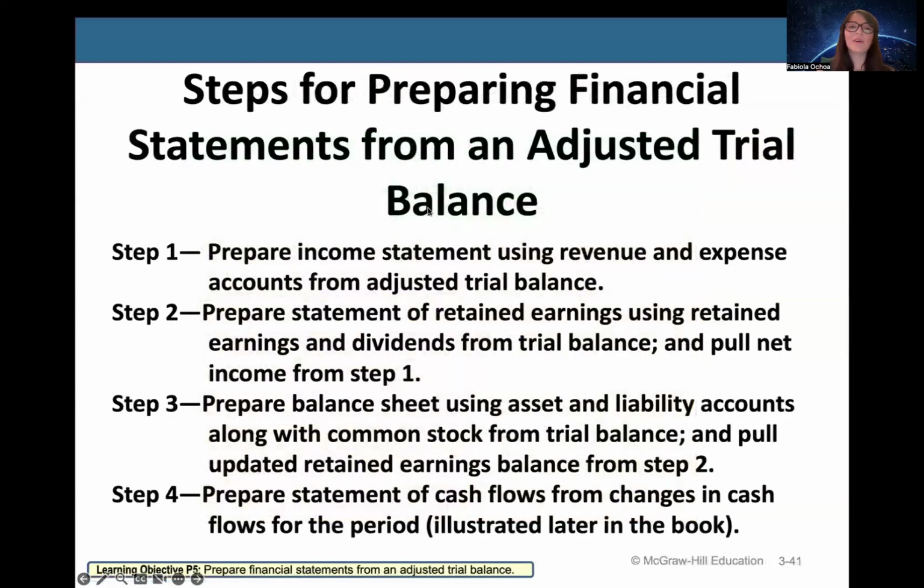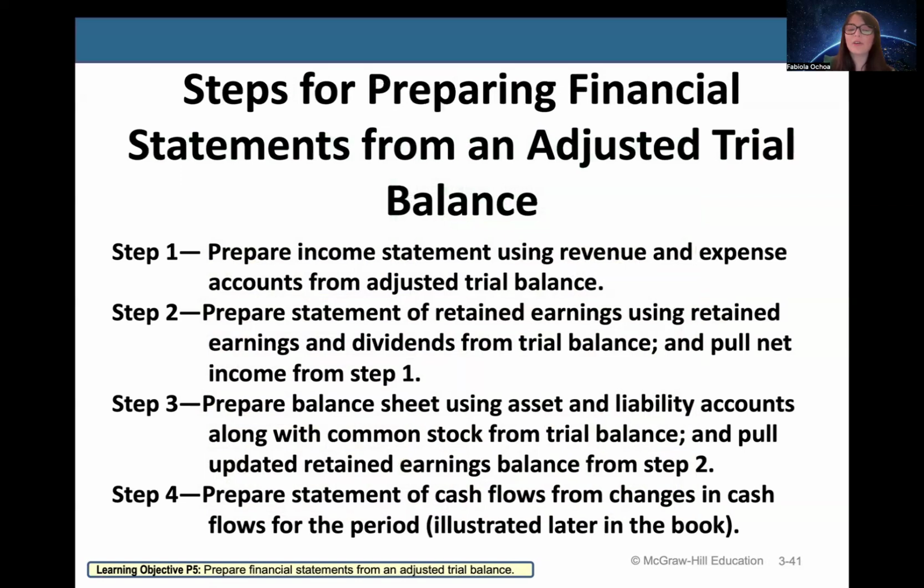Okay, we are going to go over steps for preparing financial statements from an unadjusted trial balance. Step 1 would be to prepare the income statement using revenue and expense accounts from the adjusted trial balance. Step 2 would be to prepare the statement of retained earnings using retained earnings and dividends from the trial balance and pull net income from step 1.